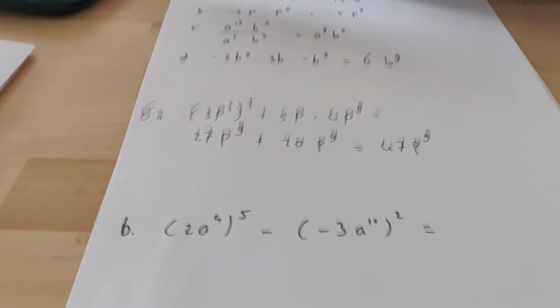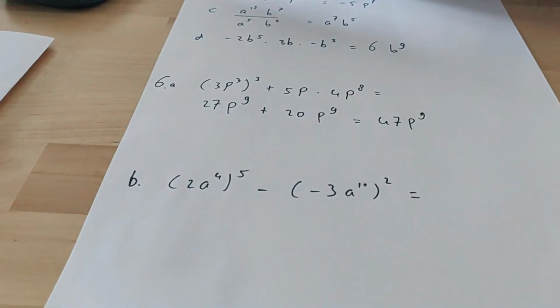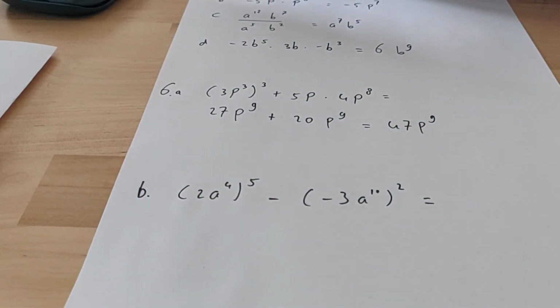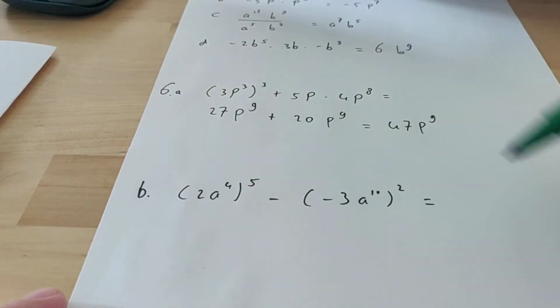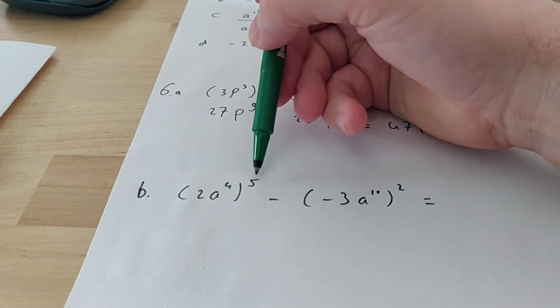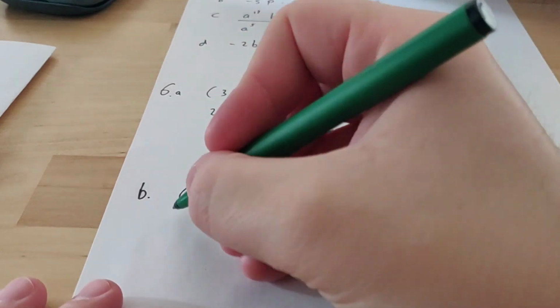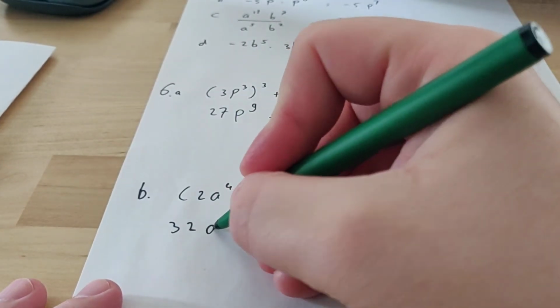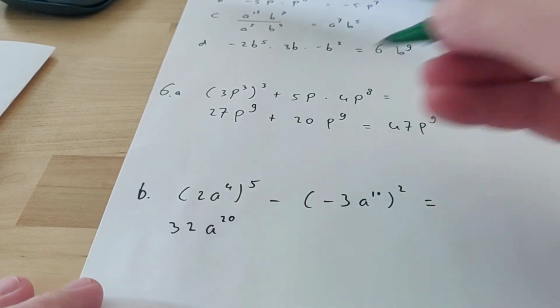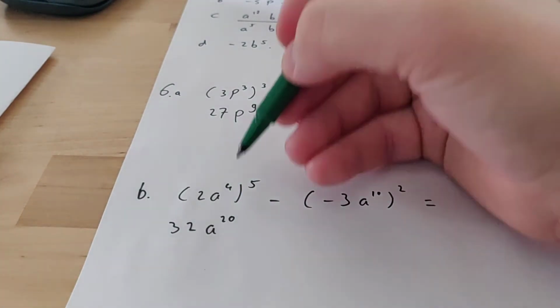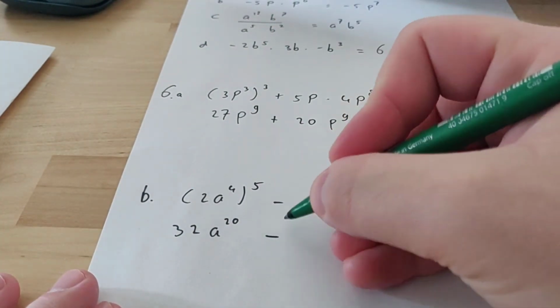Moving on to exercise B. Here we have 2a to the power of 4 to the power of 5 minus, and then in brackets, minus 3a to the power of 10 squared. So first we'll take a look at these brackets over here. If you have 2 to the power of 5, that means 2 times 2 times 2 times 2 times 2. So that is 32. And then we have a to the power of 20. Because 4 times 5 is 20. I'm going to copy this minus.